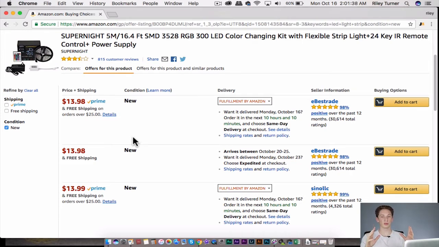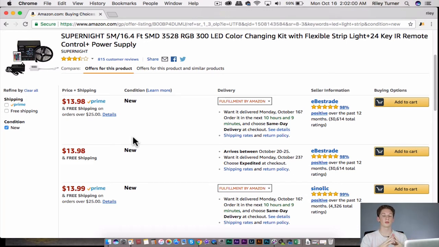If you both have Prime and you both have the same price, then you will share the buy box. So that means whenever someone hits add to cart and buys it, it's going to give you a sale. And then the next person who buys it's going to give them a sale. And it's going to go back and forth every single time. And you're going to be sharing your sales with the other person equally.